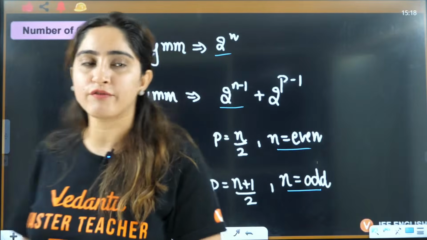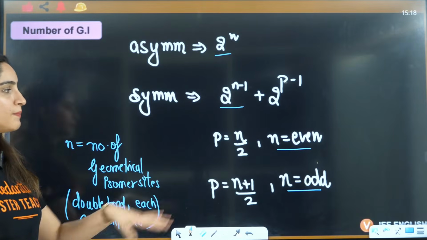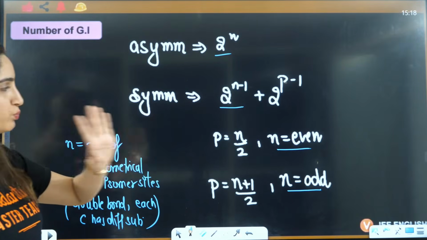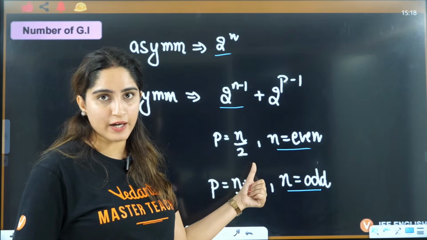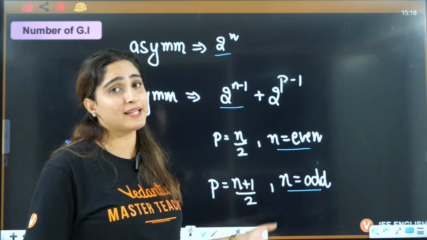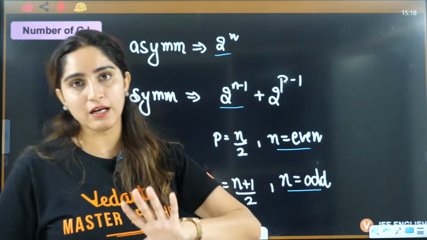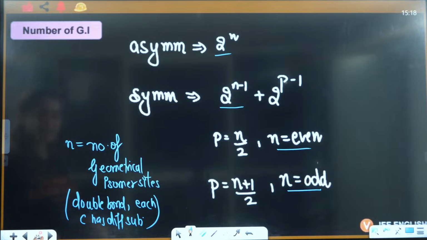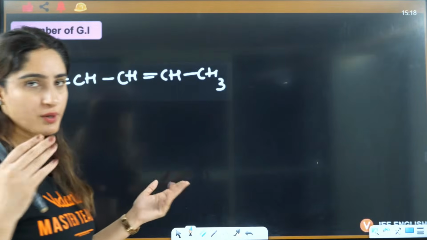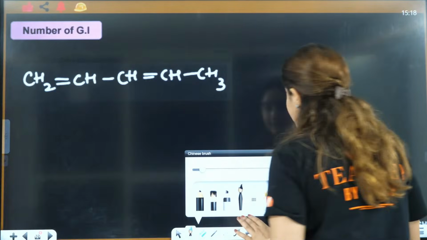Right? Okay, everybody, got it? Basically, you have to divide it by 2. If it is even, directly divide by 2. If it is odd, add 1 and then divide by 2. 2 raised to power n minus 1, plus 2 raised to power p minus 1 is the formula. Right? Now, this you can only understand by some examples, right?